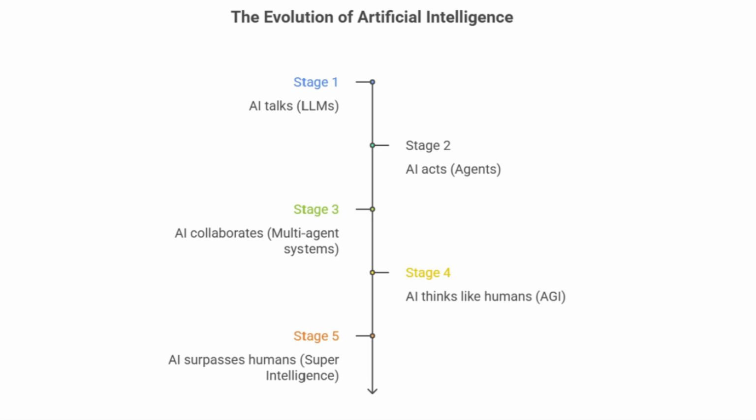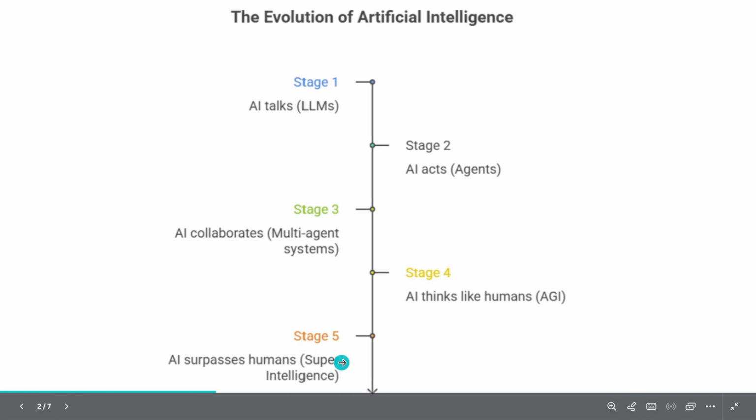You know that AI is everywhere today. AI is transforming industries, automating tasks, and even replacing some jobs. AI is evolving from simple tools to intelligent systems also. And now AI is moving from LLMs to super intelligence. These are the stages of AI.